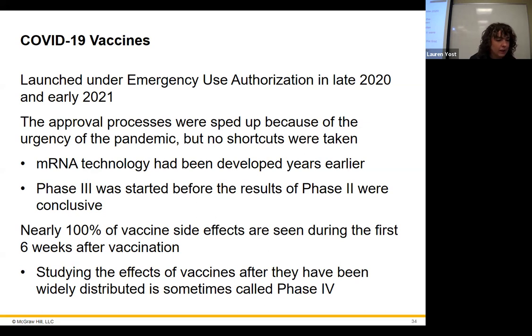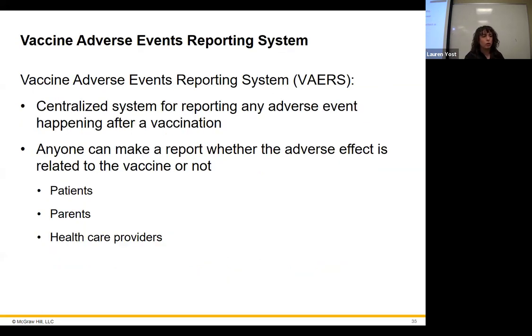Nearly 100% of the vaccine side effects are usually going to be seen during the first 6 weeks after a vaccination, and just in general, but especially for COVID. But they also have a study of the effects of vaccines for their actual side effects, and that would be called a phase 4 study. They do watch that for COVID because they did roll out before they were completed with that other phase. Phase 2 wasn't complete yet. They had enough data and were comfortable with moving forward though. And they did complete phase 2. They just started phase 3 before they completed it.